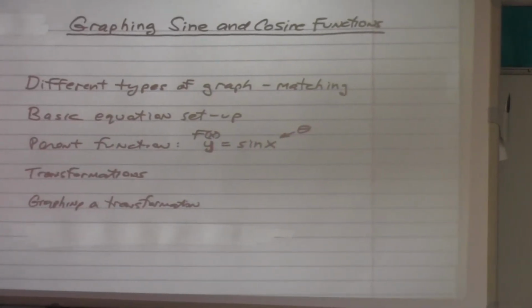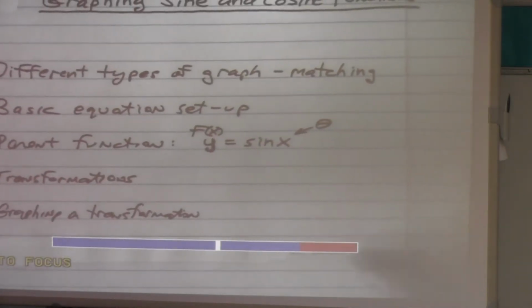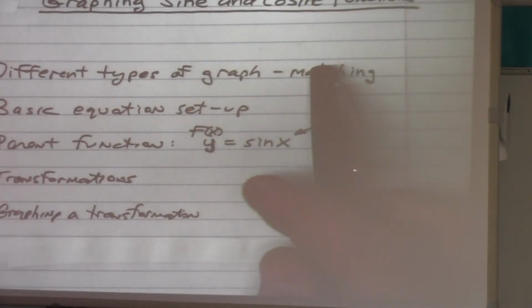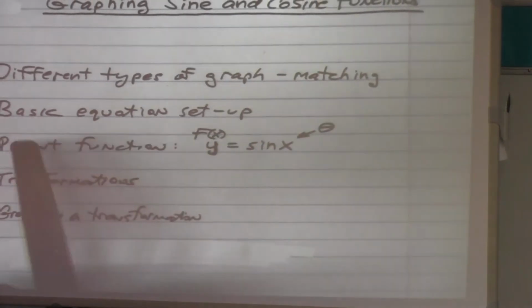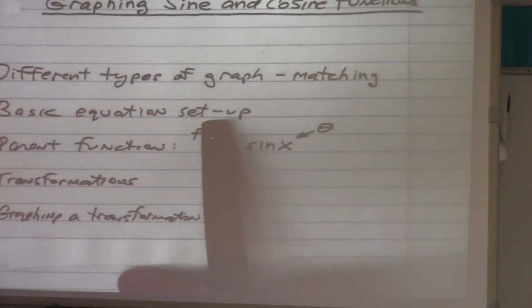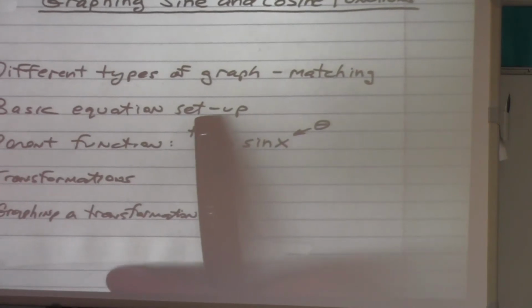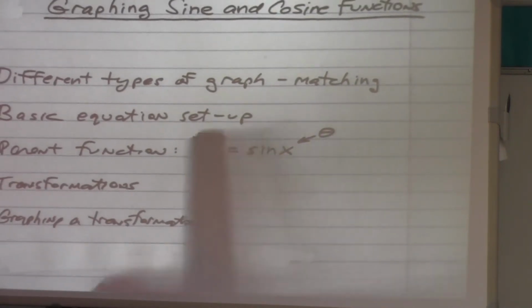Well, let's look at graphing sine and cosine functions. And these are the things I'm going to do on this video. First, looking at the different types of graphs. They match each other, but it's good to see the different x values we can use. We'll do a basic equation setup, the 4 different parts of a trigonometric function.